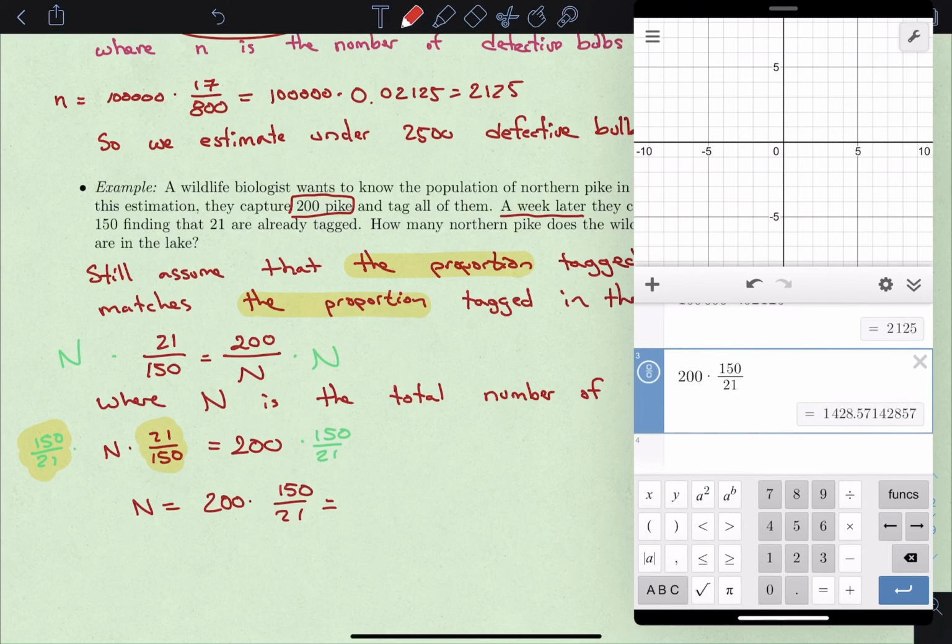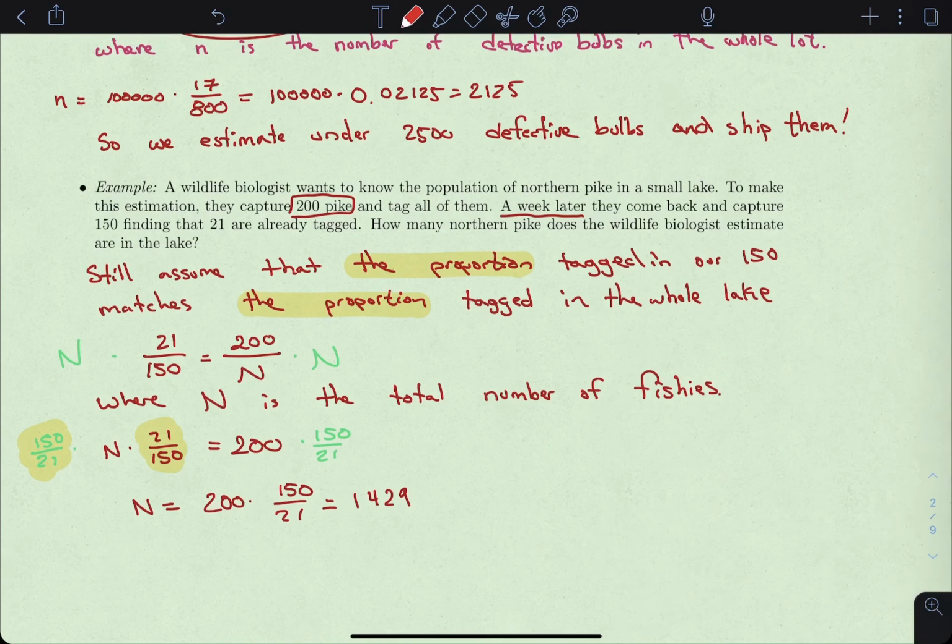So we estimate 1,429 fishies. And we round up to a whole number of fishies, just where it's not a fraction of fishies.